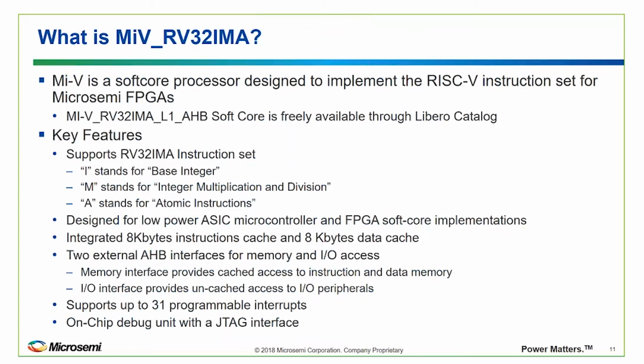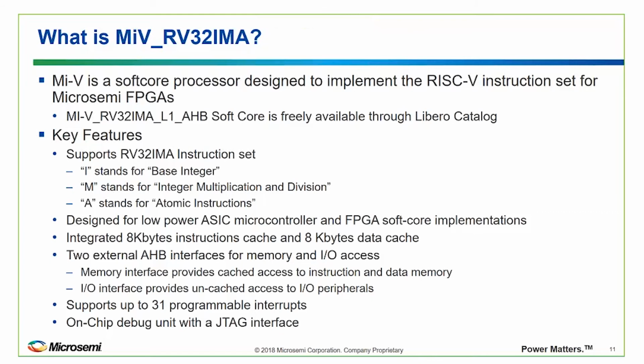These cores are freely available through the Libero IP catalog. So when you download the Libero software, you get this IP catalog, and these cores and other IP cores are included in that catalog. Today we have something called the RV32IMA instruction set that we support. So I stands for base integer, M stands for integer multiplication and division, and A stands for atomic instructions.